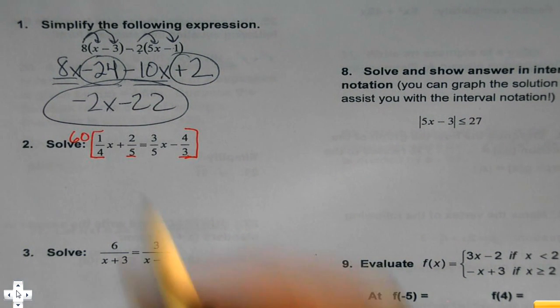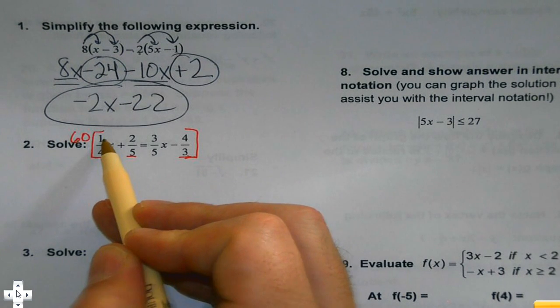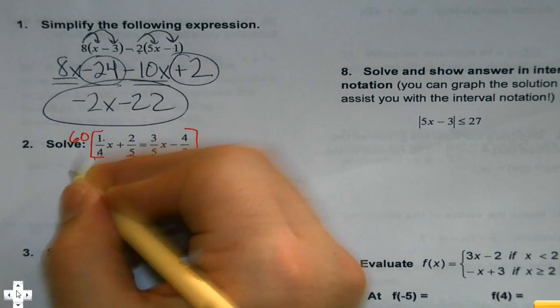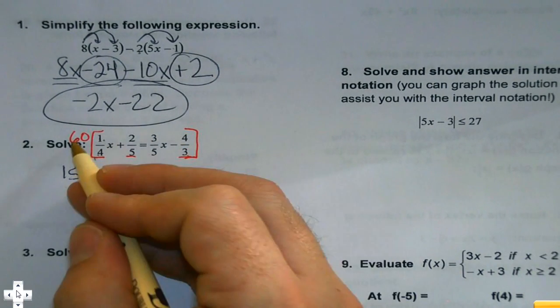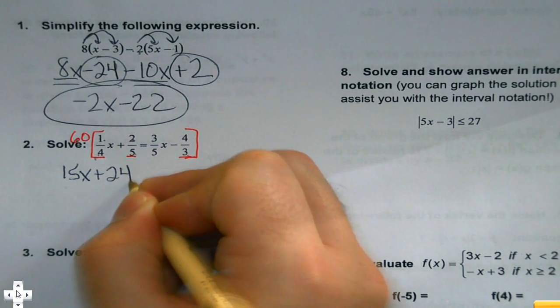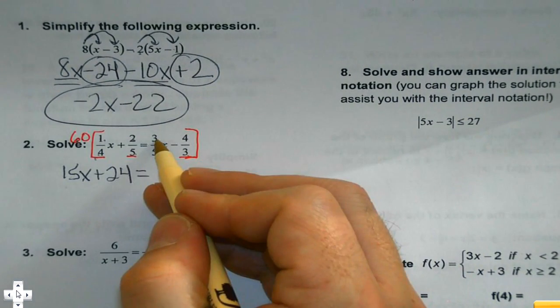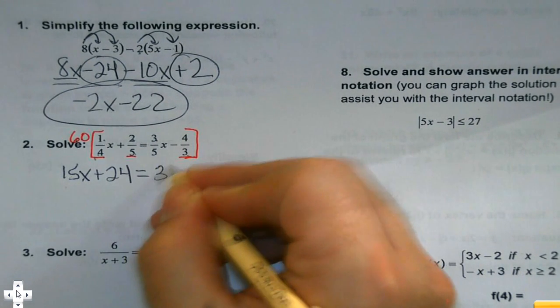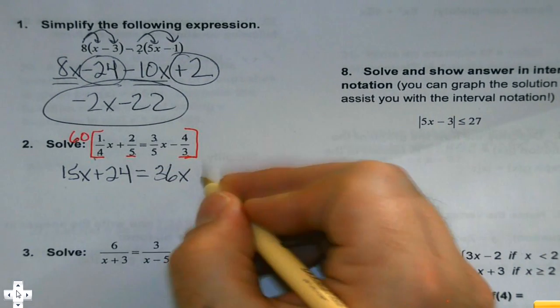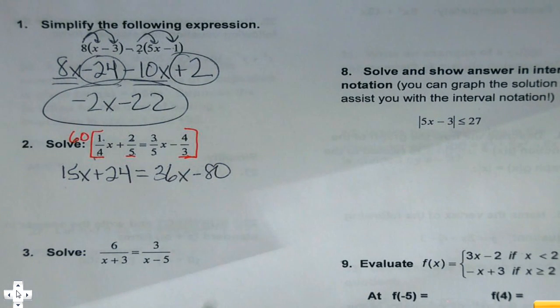And remember, what we're going to do is multiply by what's on top and then divide by what's on the bottom. So 60 times 1 is 60, divided by 4 is 15. 60 times 2 is 120, divided by 5 is 24. 60 times 3 is 180, divided by 5 is 36. And 60 times 4 is 240, divided by 3 is 80. And again, if you need the calculator to do that, that's fine. Just keep reminding yourself, multiply by the top, divide by the bottom. And now it's just a regular old Algebra 1 problem.